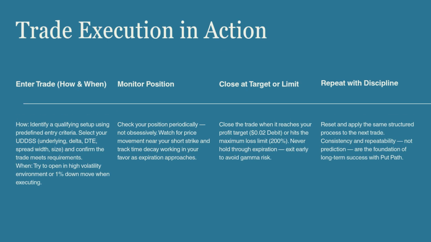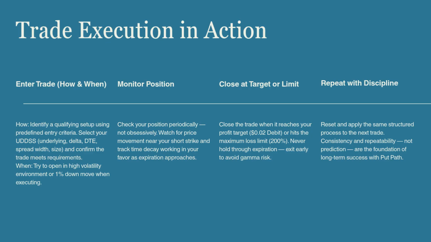This slide really summarizes the system nicely. So this tells you exactly how we do these trades, when you enter the trade, how you enter the trade. So what we look for is a qualifying setup, meaning it meets all of our criteria in terms of underlying, the delta, the DTE, the width of the spread, and the size.